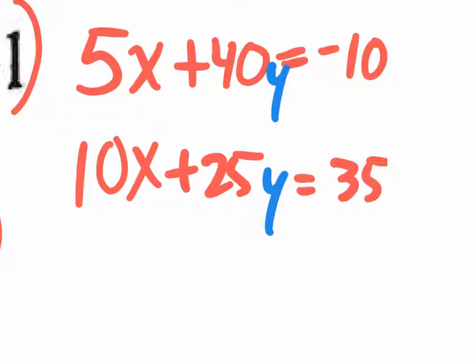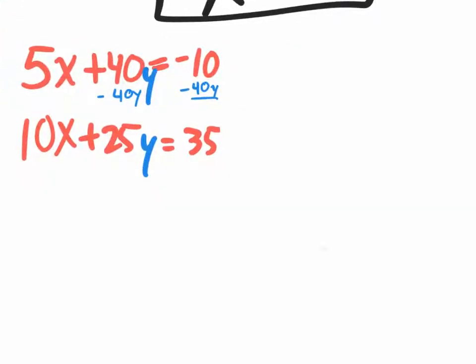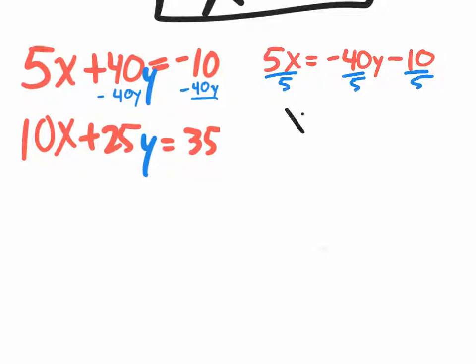So step 1 on substitution would be to pick an equation. I want to pick the top equation, and I want to get x by itself. So when I get x by itself, I'd have to subtract 40y first. So I'd have to rewrite that top equation. And that top equation rewritten so far is 5x equaling negative 40y minus 10. And I'd still have to get x by itself. I'd have to divide everything by 5. So my new top equation would be x equals negative 8y minus 2.